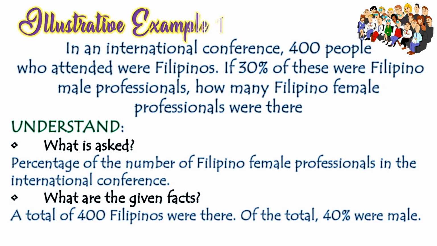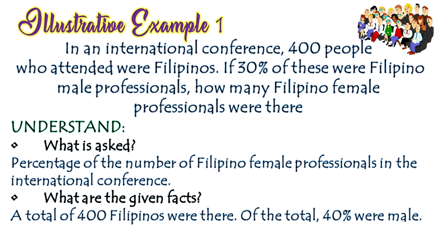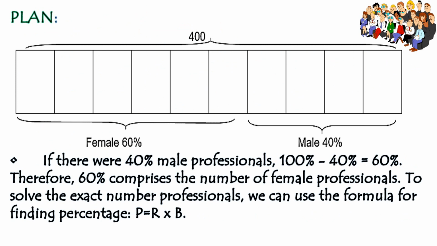Okay, I have here an illustrative example. In an international conference, 400 people who attended were Filipinos. If 40% of these were Filipino male professionals, how many Filipino female professionals were there? The first step is to understand the problem. What is asked? The number of Filipino female professionals in the international conference. What are the given facts? A total of 400 Filipinos were there. Of the total, 40% were male professionals.